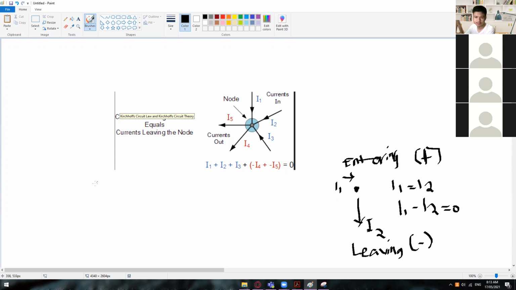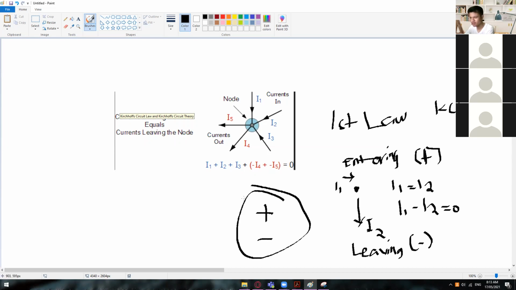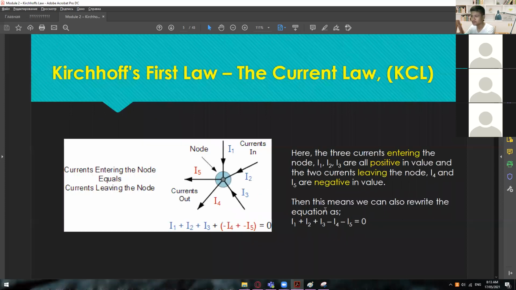Hello, were you guys able to follow the first law? We are already talking about the first law, the KCL. If it's going in, positive. If it's going out, negative. Those are the only two things that you need to remember, so super, super easy. We have more explanations right here. Positive for the going in, and negative for the leaving currents. And here's the final equation, which is the same as this one.